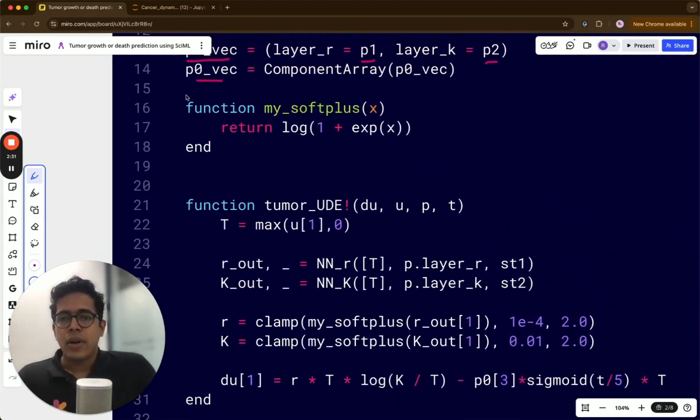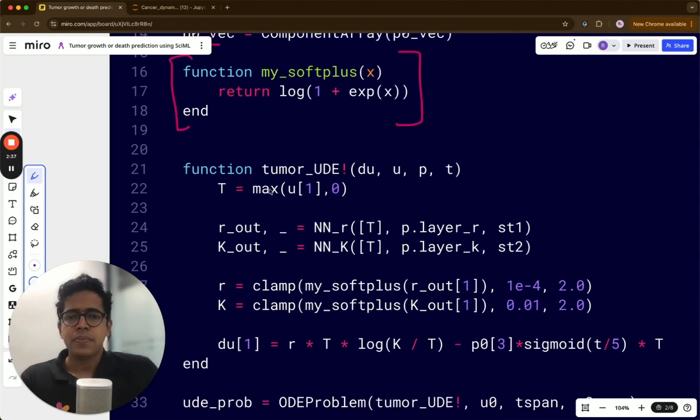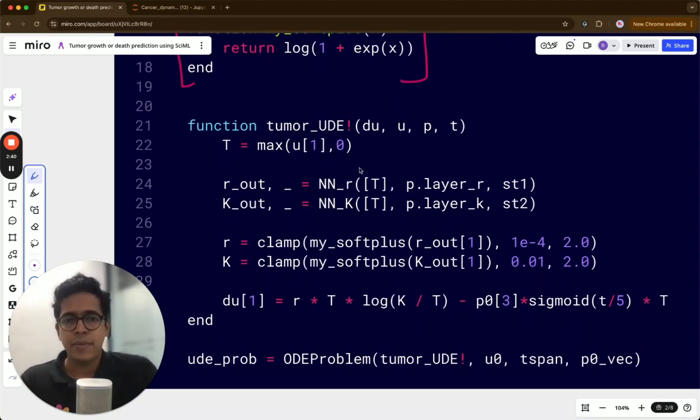Now, forget this softplus, my softplus function, for a moment. I'll explain what that is. First, let us look at this tumor_ude function. It has the exact same format as the Gompertzian model function. du is for passing the rate of change of tumor growth. u holds the tumor growth itself. p is the parameters, which are R, K, and C, and t is the time. Here again we define T equal to max of u[1], 0. If the tumor size, which is u[1], is greater than 0, we will pick that. If it is less than 0, we convert that into 0 itself, because we don't want negative tumor sizes.